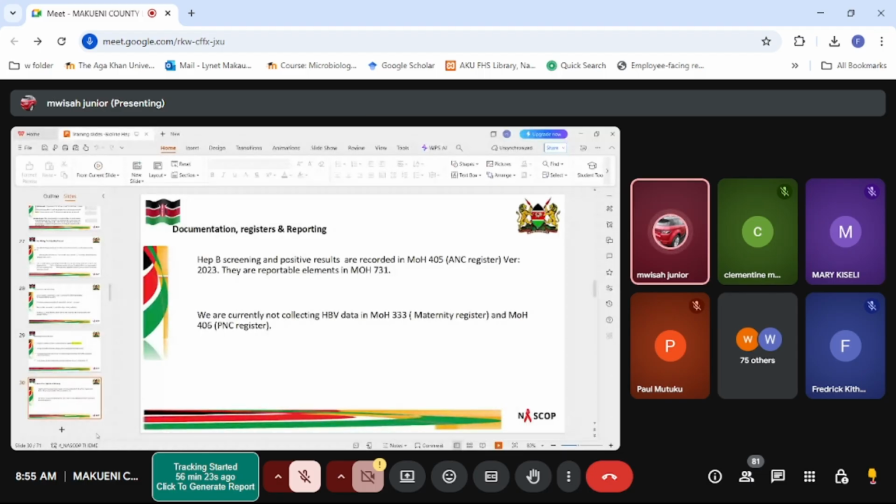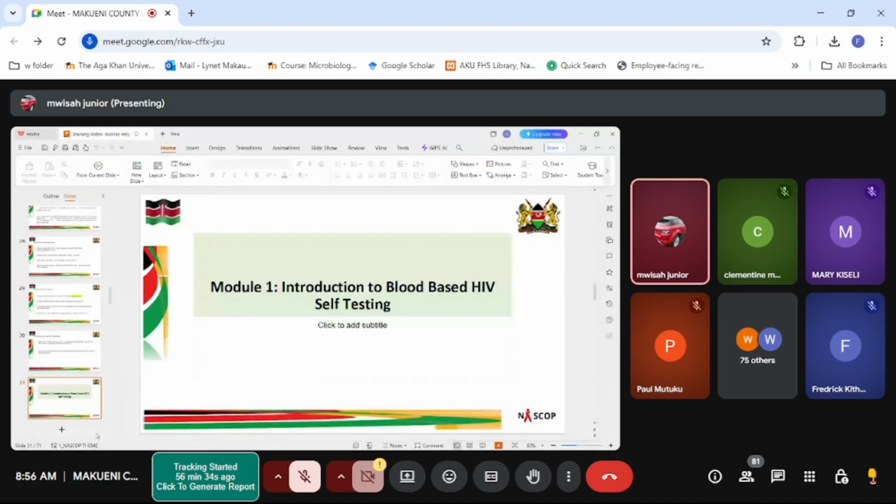And we are currently not collecting hepatitis B data in MH 333, that is the maternity register, and the postnatal register, MH 46. We are done now with hepatitis.